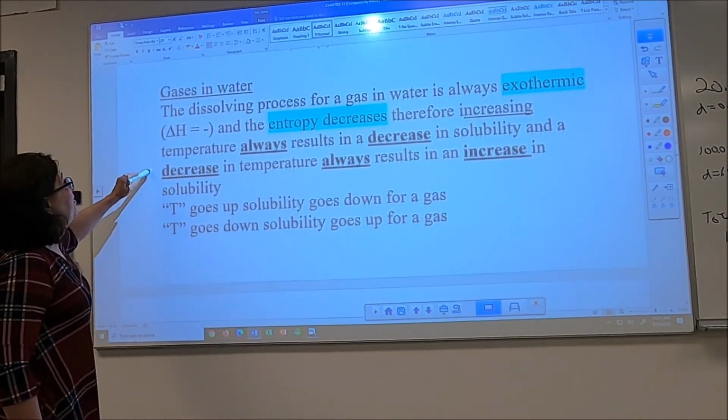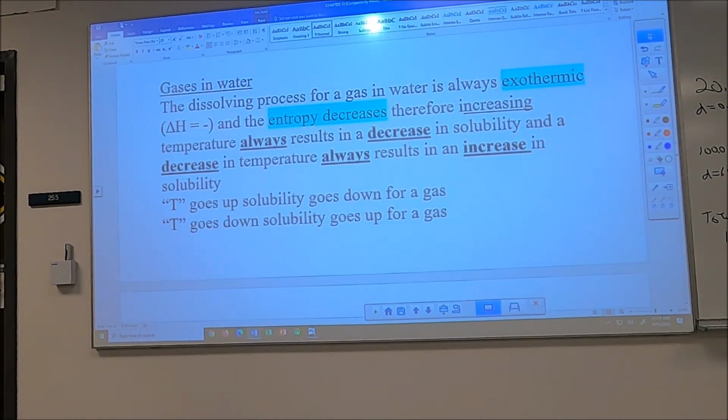Now, for gases dissolving in water, the process from an endothermic perspective is always exothermic. And on top of that, when I dissolve a gas in water, we actually decrease the entropy. So increasing temperature when I'm trying to dissolve a gas in water always results in a decrease in solubility. And a decrease in temperature increases the solubility. So as temperature goes up, the solubility of a gas goes down. As temperature goes down, the solubility of a gas goes up.